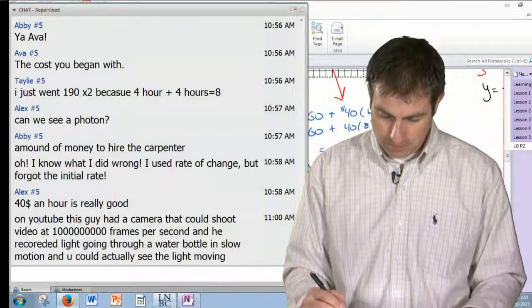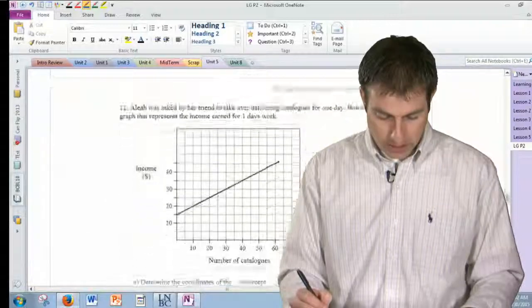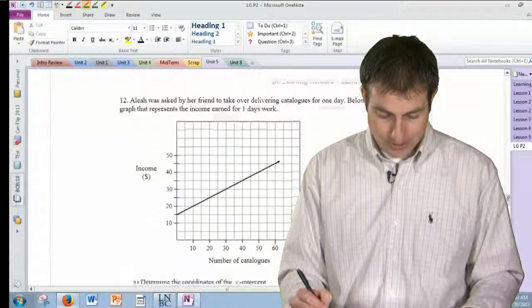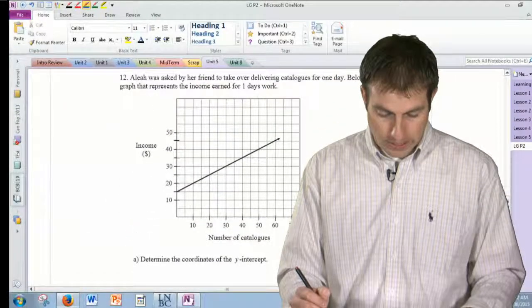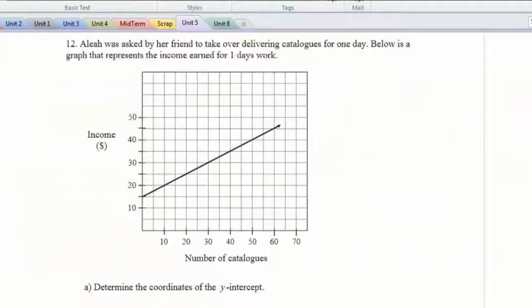Very interesting stuff. I think there was one other question off the learning guide here, 12C. Aaliyah was asked by a friend to take over delivering catalogs for 1 day. Below is a graph that represents the income earned for 1 day's work. So I guess it depends on how many catalogs, and you can see that there's an arrow on the end here, so it's going to just continue on forever, depending on how many catalogs you deliver.